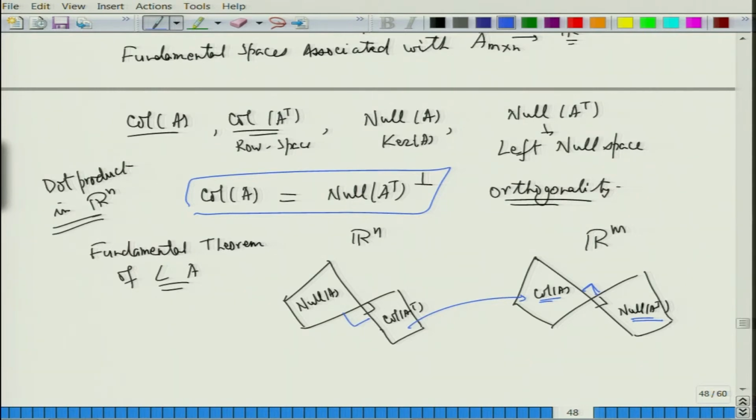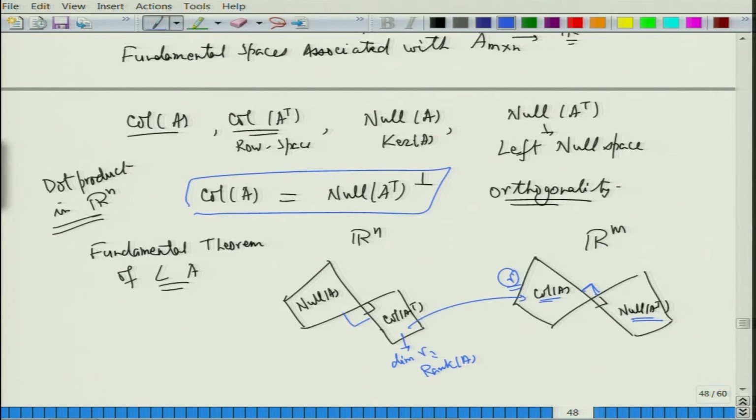But at the same time, what we know is that the dimension of this was R, where R is the rank of A, and this also has dimension R itself. So we related these ideas and got some things, fine.